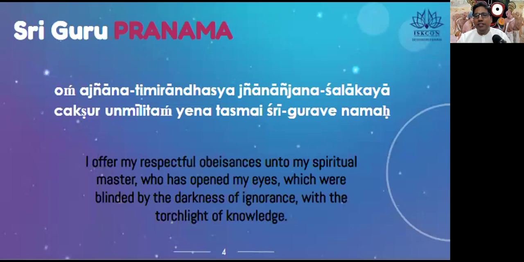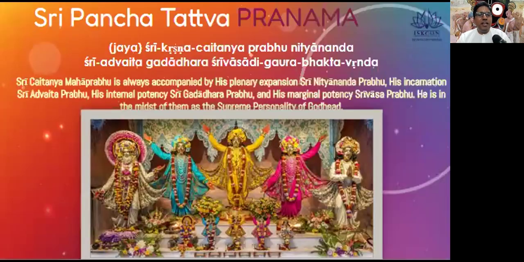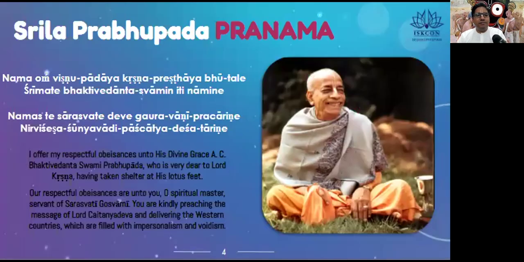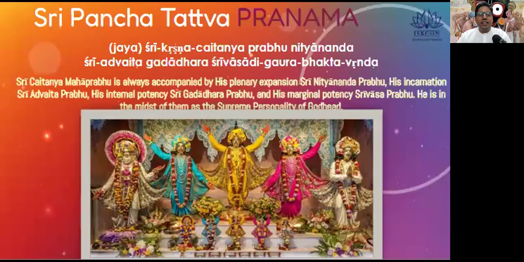And we'll also hear about the devotee named Salabega, right? So first we are paying our obeisances to the Guru Parampara, mainly to Srila Prabhupada. And then we are chanting Chaitanya Mahaprabhu's prayers. So it means that Shri Chaitanya Mahaprabhu is always accompanied by his plenary expansion Shri Nityananda Prabhu, his incarnation Shri Advaita Prabhu, his internal potency Shri Gadadhara Prabhu, and his marginal potency Srivas Thakur. He is in the midst of them as the Supreme Personality of Godhead.